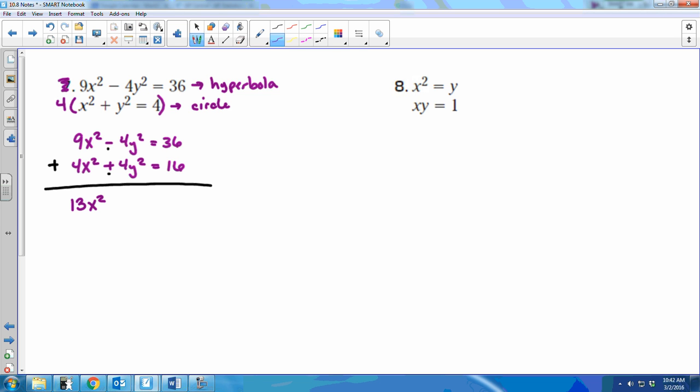13x squared. And then negative 4y squared plus 4y squared becomes 0y squared. So that's 0. And what is 36 plus 16? 52. All right, so we divide by 13. What's 52 divided by 13? 4.